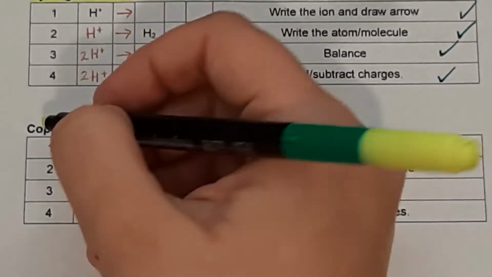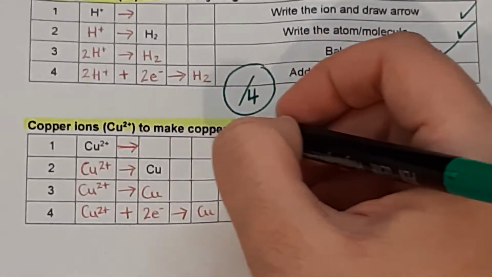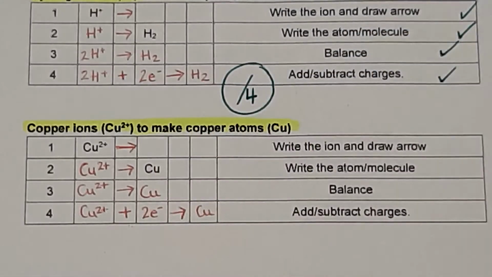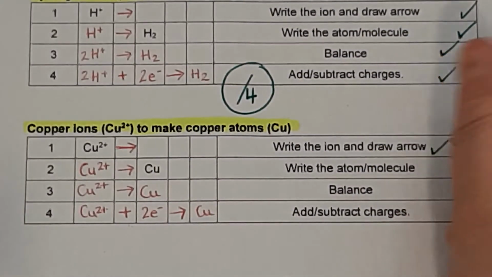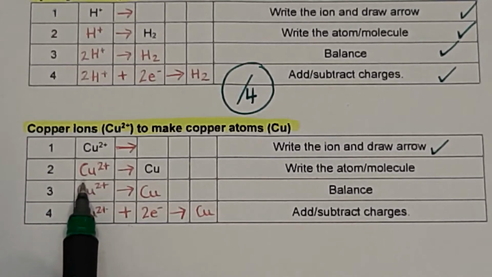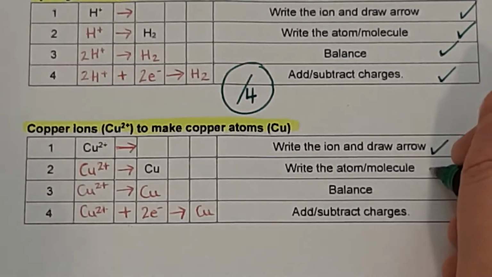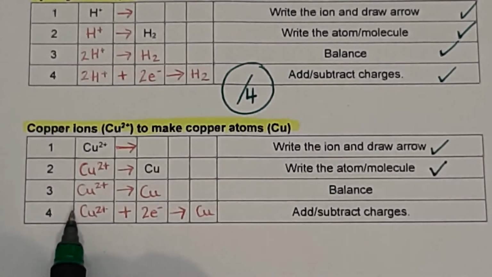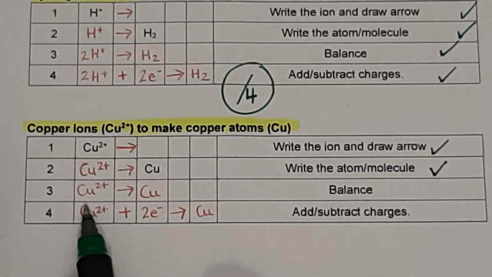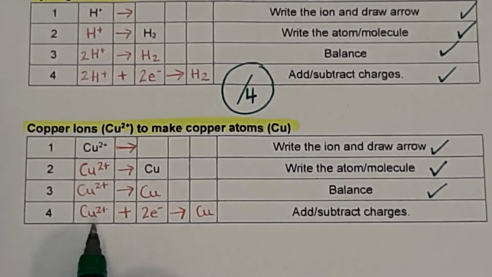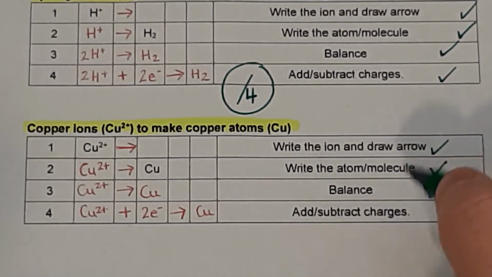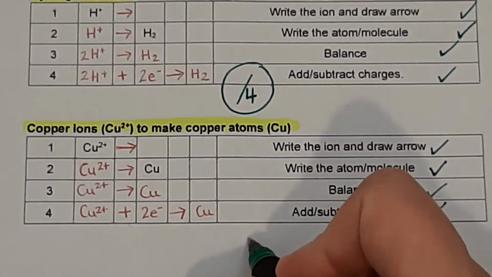Okay, so copper ions, that's Cu2+, to make copper atoms, that's just Cu. So first of all, write the ion and draw the arrow. Well, you get a mark just for drawing an arrow. Write the atom or molecule, it's Cu, so you get a mark for doing that. Balance it: Cu2+ turns into Cu, because it's a single atom turning into a single atom. And add or subtract charges. Well, it's a 2+ charge, so we have to add 2 negatively charged electrons, because those are oppositely charged, to make copper on its own. And again, that's out of 4.